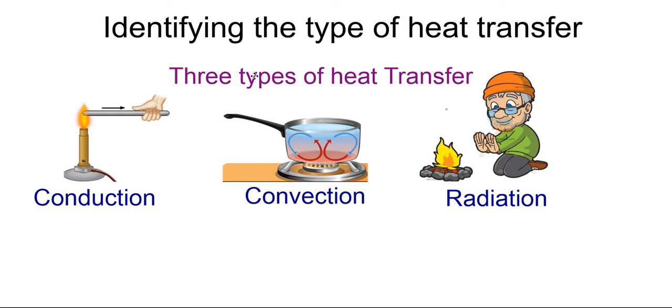You know that there are three types of heat transfer. In this video, we're going to practice looking at situations and identifying what type of transfer is occurring, and we'll also see multiple types in some of the latter examples. So our three methods are conduction, convection, and radiation.